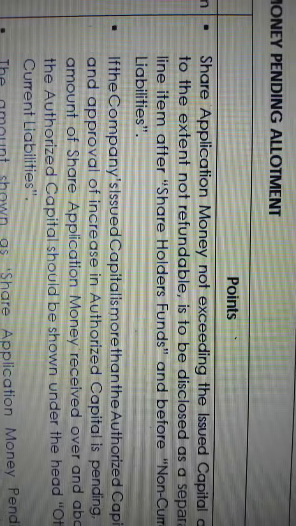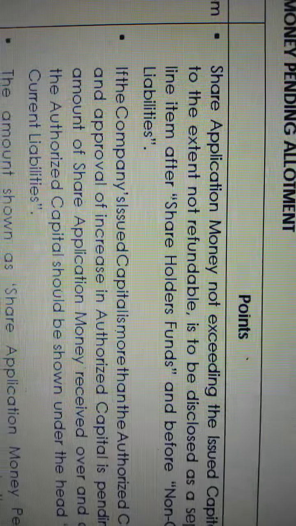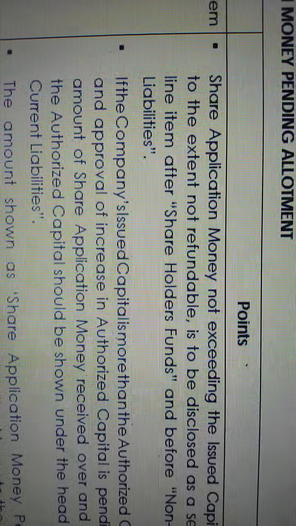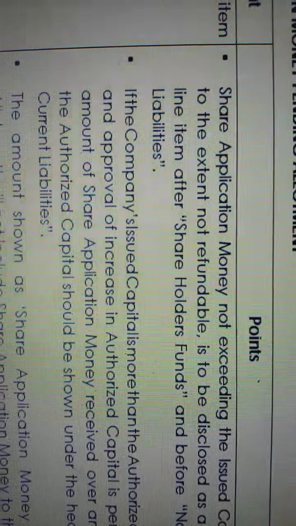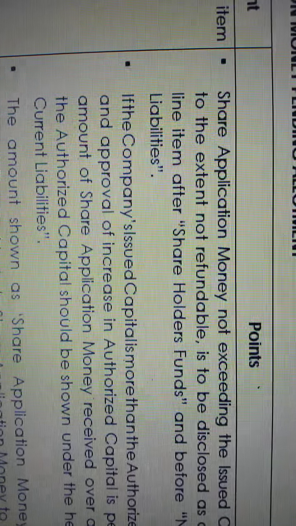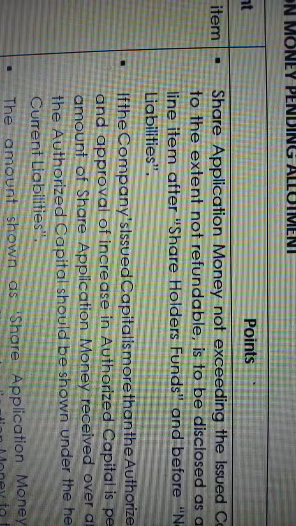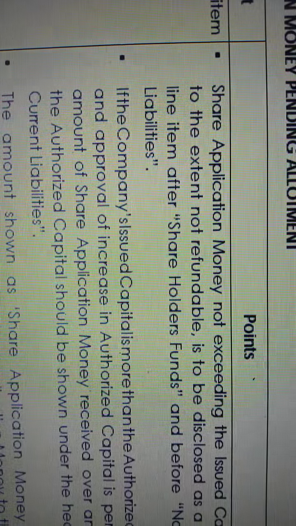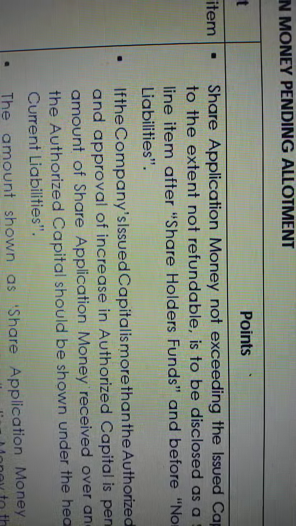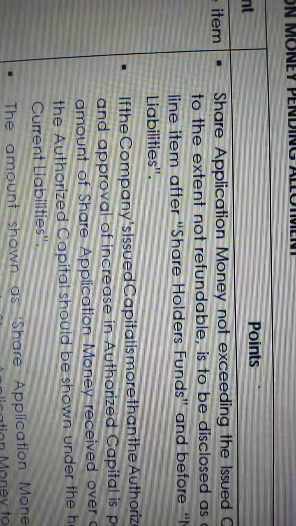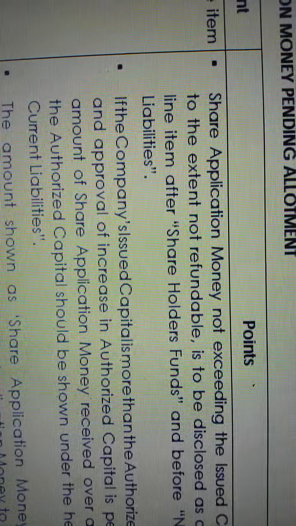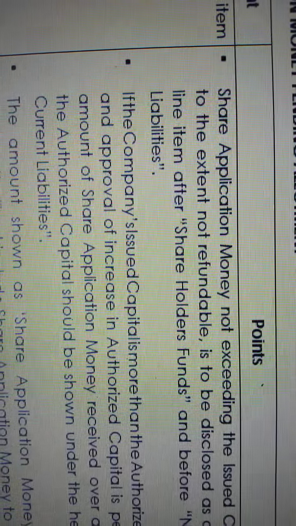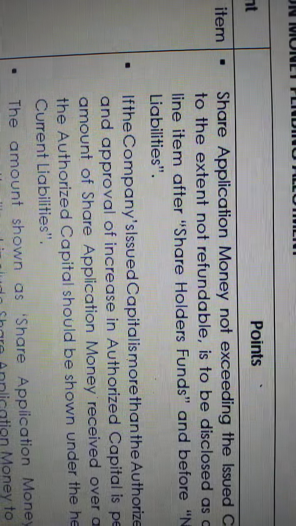My total capital is only 1 crore, but I already received 80 lakhs capital. Now I am issuing an extra 40 lakhs. 80 plus 40, how much? 1.2 crores. What is my authorized capital? Only 1 crore. But I got a subscriber for an extra 40 lakhs, which means I am exceeding the 1 crore, which is not allowed under the Companies Act, because I can't raise money more than my authorized capital. Correct or not? 1 crore is my authorized capital limit, but I am raising more than that.